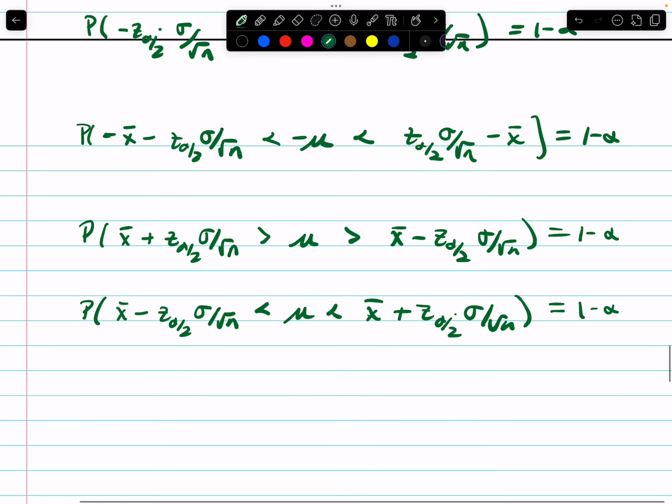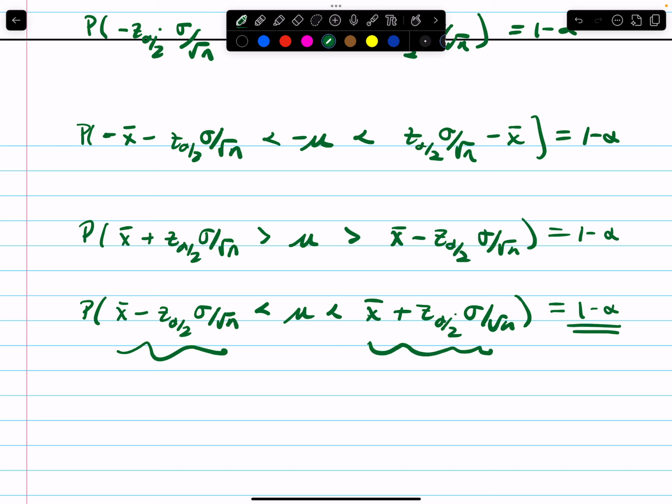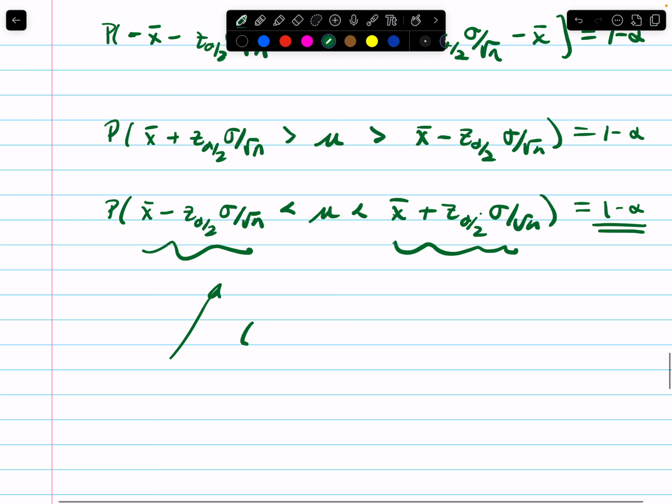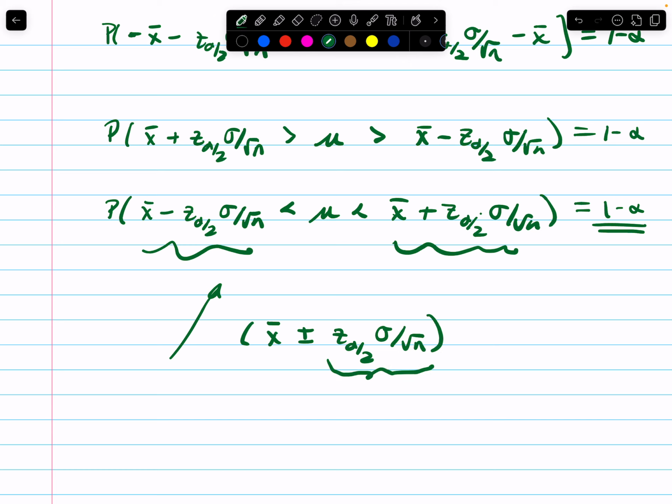So let's see what this actually says. The probability the population mean is between this left endpoint and this right endpoint is 1 minus alpha, based on our central limit theorem. And that right there is our confidence interval. It's centered at the sample mean, and it's plus or minus z alpha over 2 times sigma over the square root of n. This piece right here, z alpha over 2 times sigma over the square root of n, is called the margin of error. And this sigma over the square root of n is called our standard error.